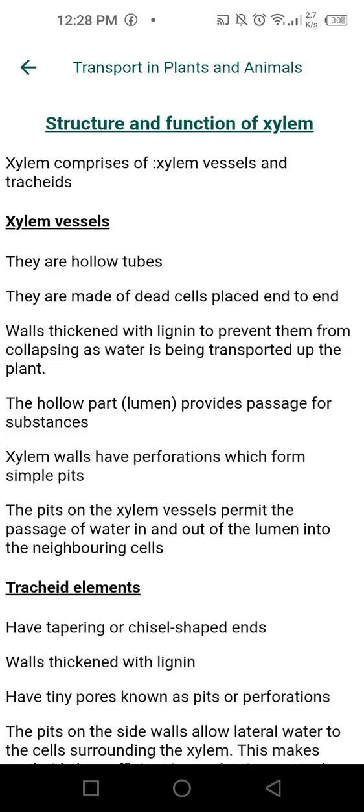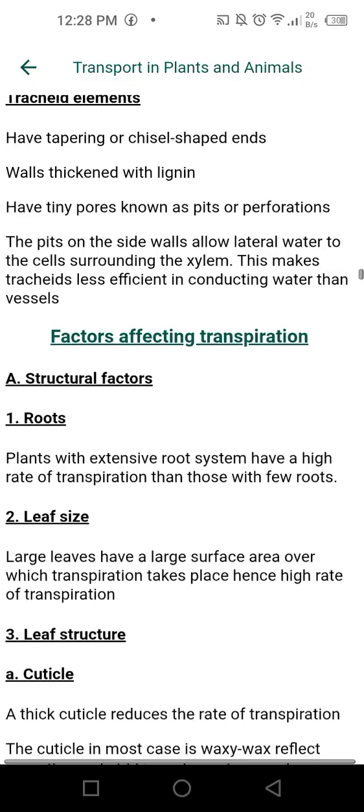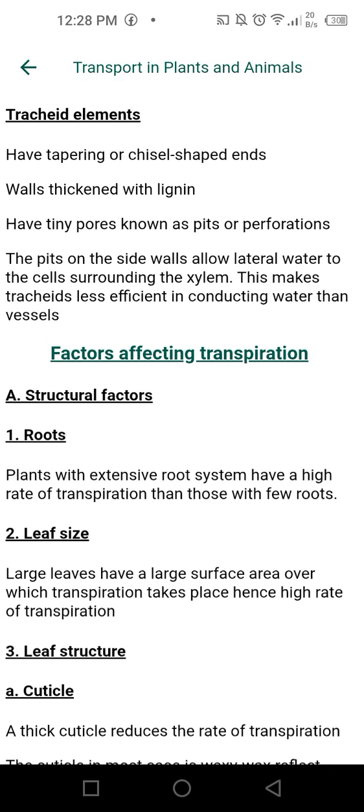Xylem walls have perforations which form simple pits. The pits on the xylem vessels permit the passage of water in and out of the lumen into the neighboring cells. Tracheid elements have tapering or chisel-shaped ends. Walls thickened with lignin have tiny pores known as pits or perforations. The pits on the side walls allow lateral water movement to the cells surrounding the xylem. This makes tracheids less efficient in conducting water than vessels.